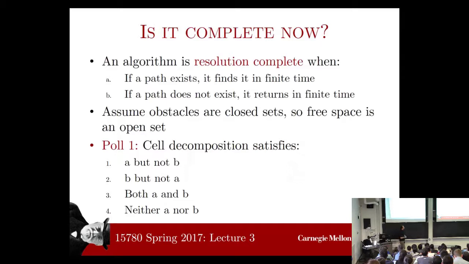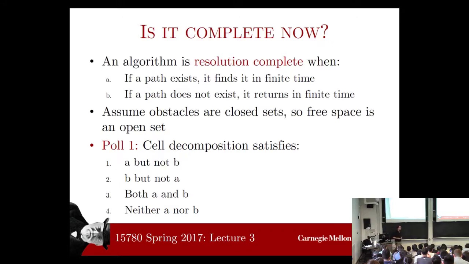Okay, so let's refine the notion of completeness. We say that an algorithm is resolution complete when, if a path exists, it finds it in finite time. If a path does not exist, it returns in finite time and says there is no path.